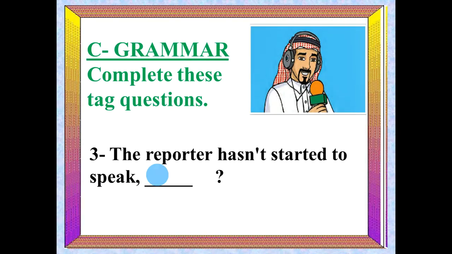Question number 3. The reporter hasn't started to speak. Okay, look at the auxiliary. Yes, great. Has here is an auxiliary verb. So it's in a negative sentence. We transform hasn't into an affirmative question. So hasn't becomes has, followed by the subject reporter, here he. Okay, so the answer is, yes, great, has he?